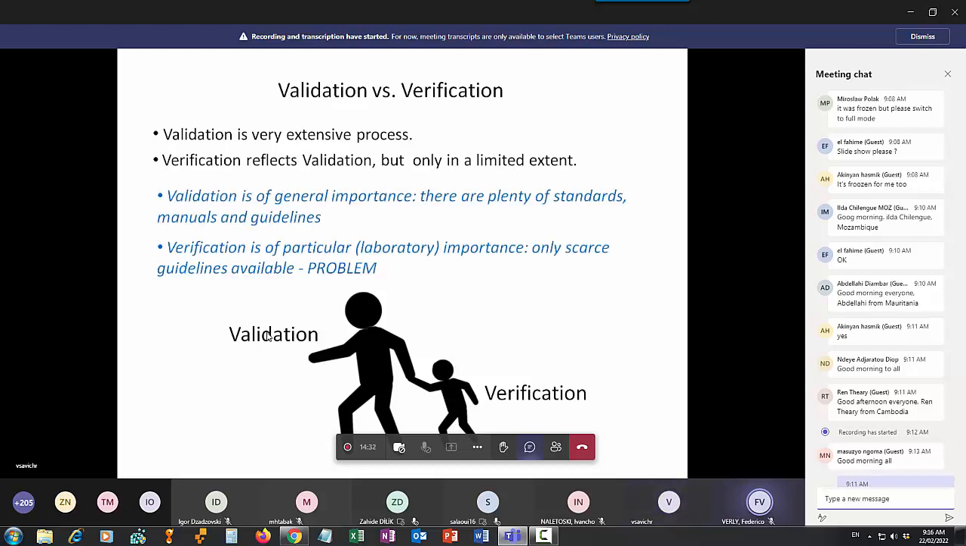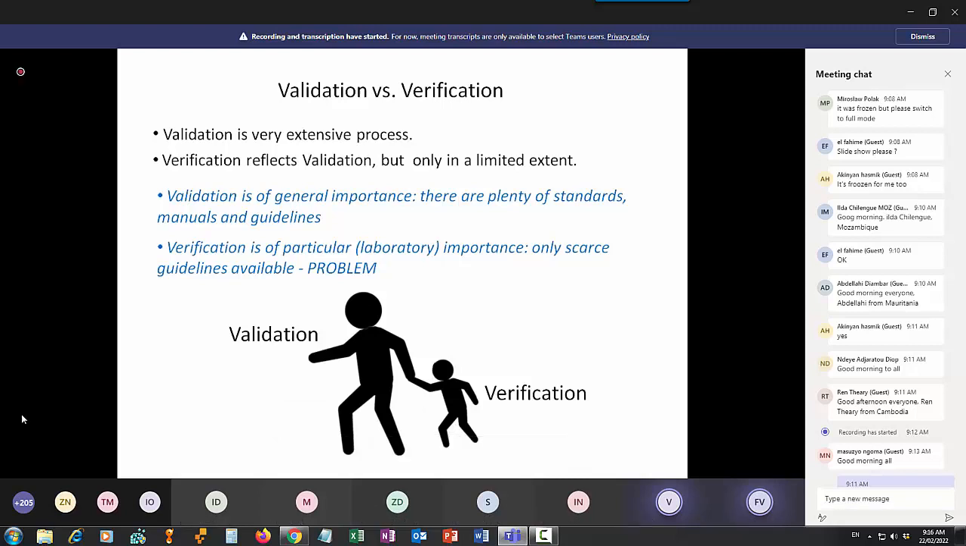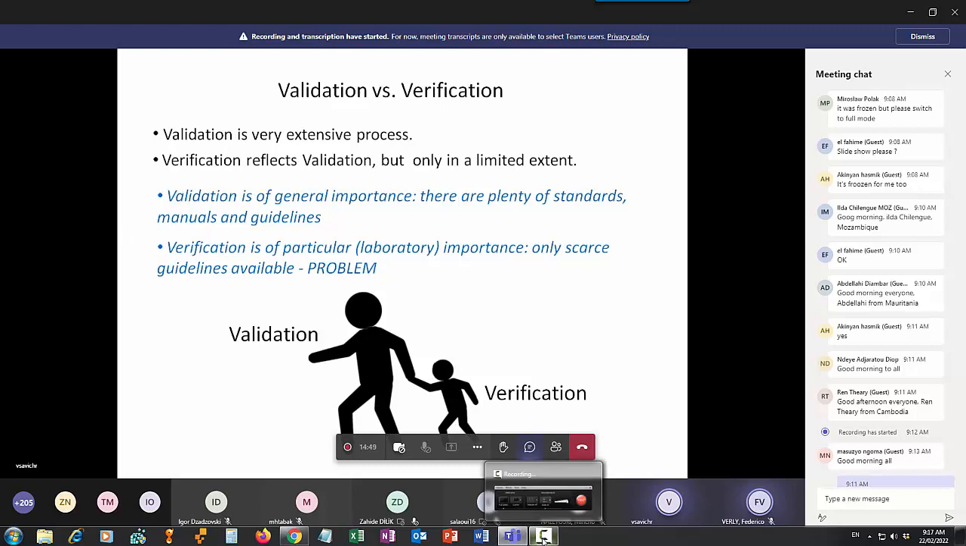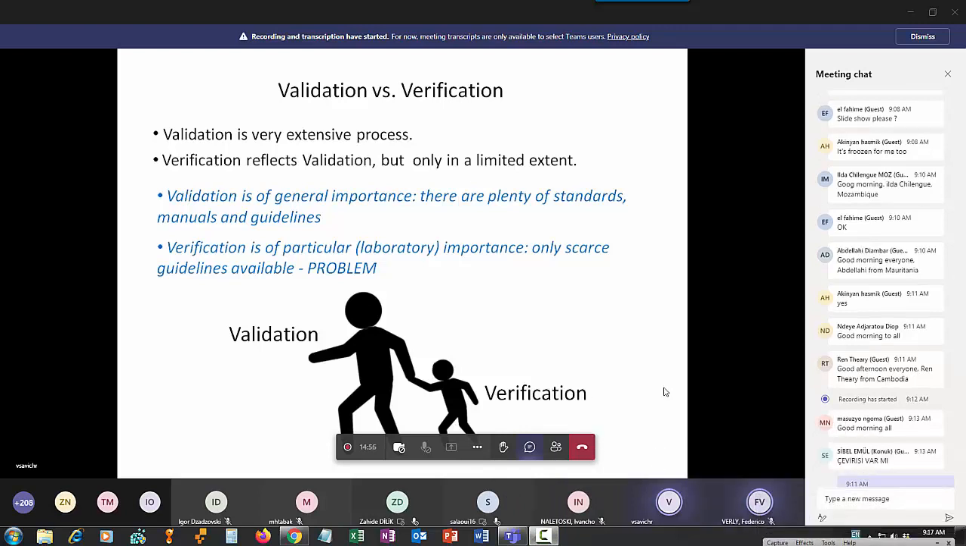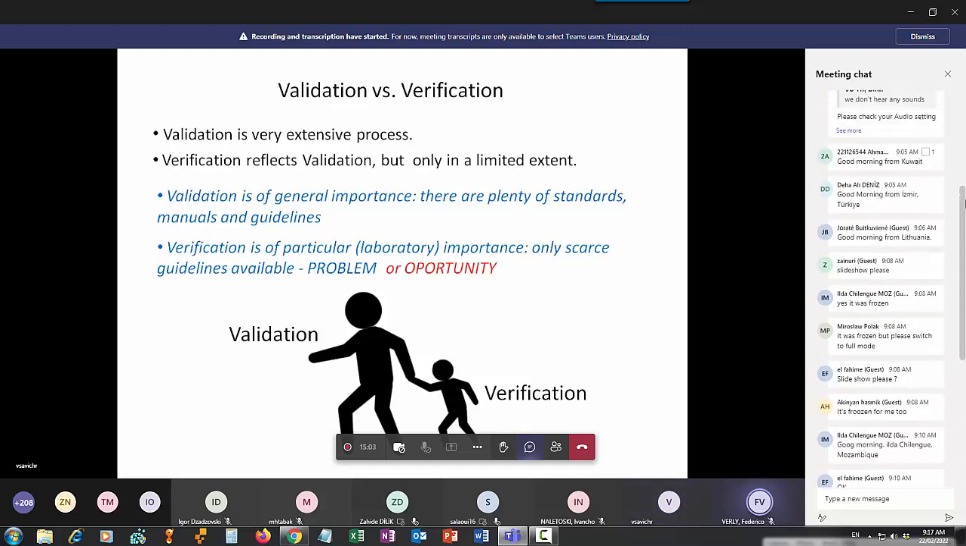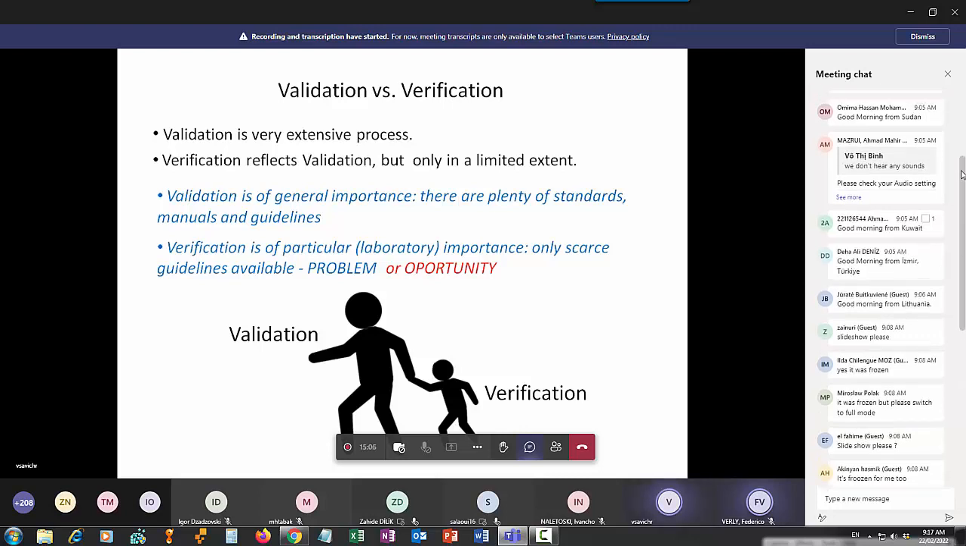Again, validation is of general importance. It means that a newly designed diagnostic method or diagnostic kit must be fit for purpose for all laboratories that want to use it. And because of the general importance, you can find plenty of standards, manuals, and guidelines for validation. On the other hand, verification is of particular importance.